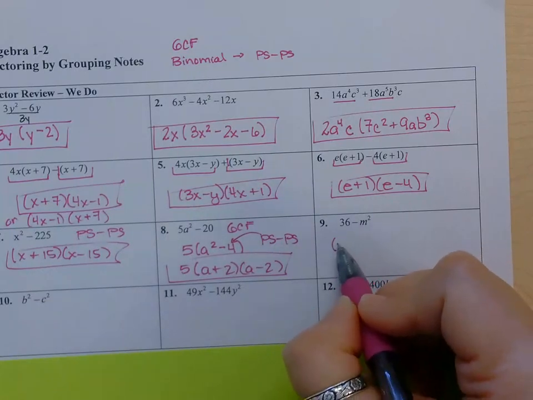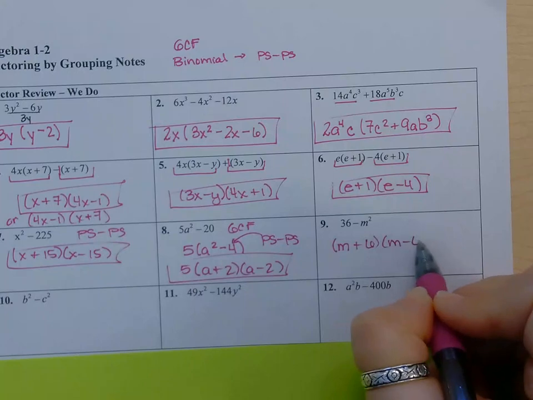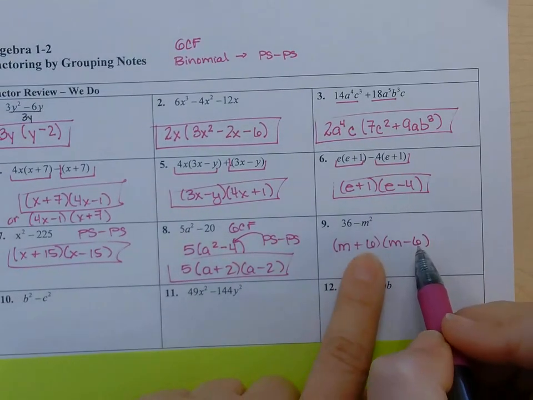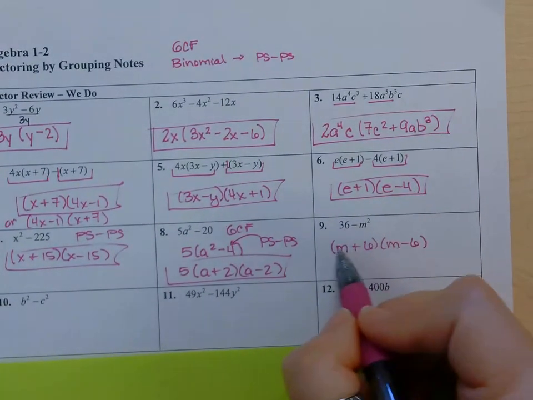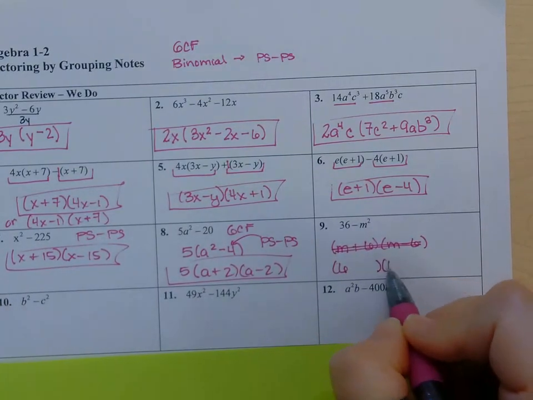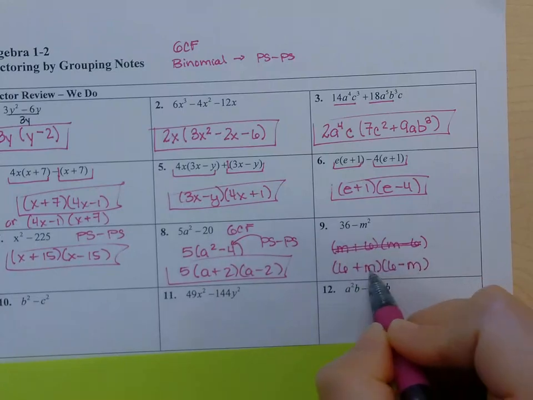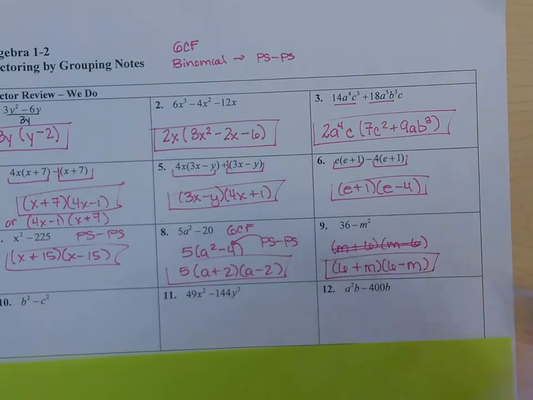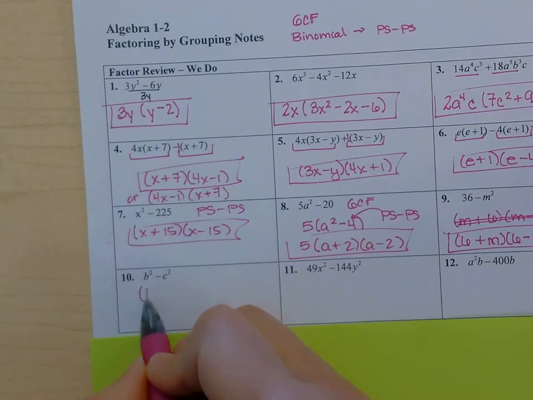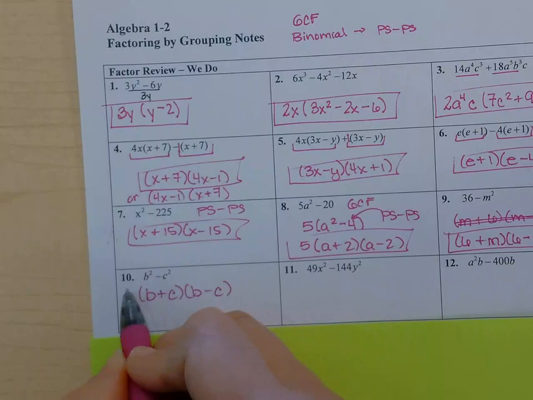This one you need to be careful. It's really easy to turn this around to m plus 6 and m minus 6, but that is not correct, because you're saying 6 and negative 6 multiplied to positive 36, and that does not work. The 6 has to be first, and then plus m and minus m, because these two have to multiply to a negative m squared. Here you have b plus c, b minus c.